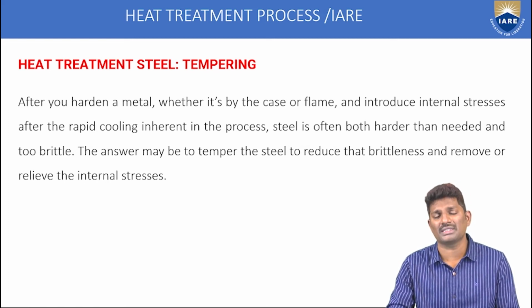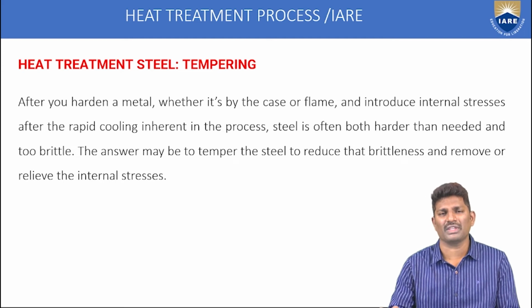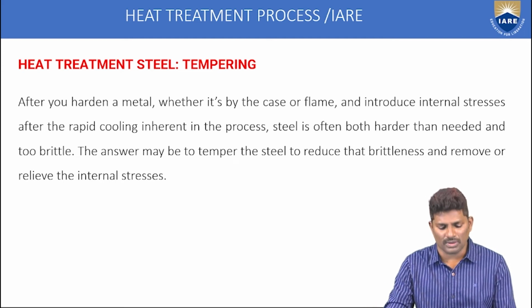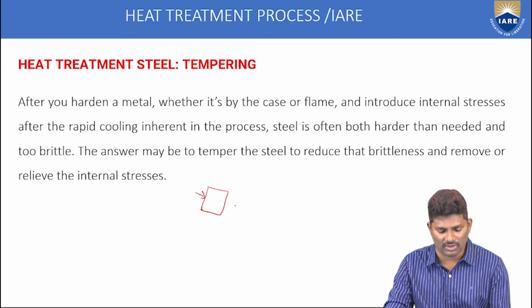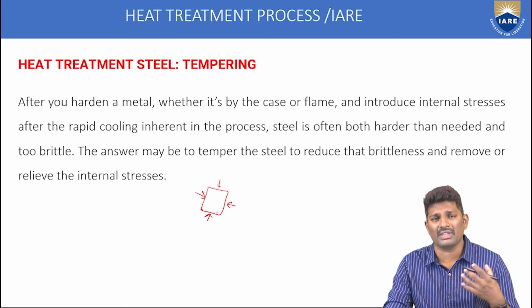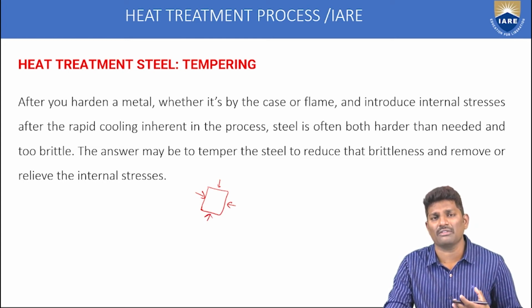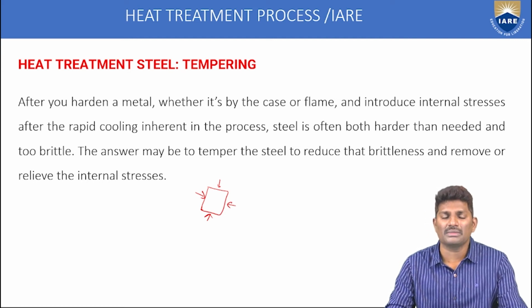So because of these things, what is happening? It is becoming very, very brittle in nature. High stresses are developed inside the body from all the directions. So it is becoming very brittle, and you can't do any manufacturing of the metal. It will immediately break. So this brittleness can be removed with the help of the tempering process.